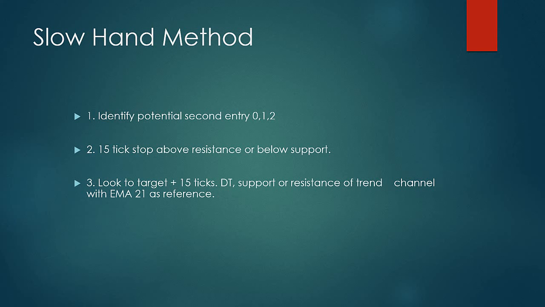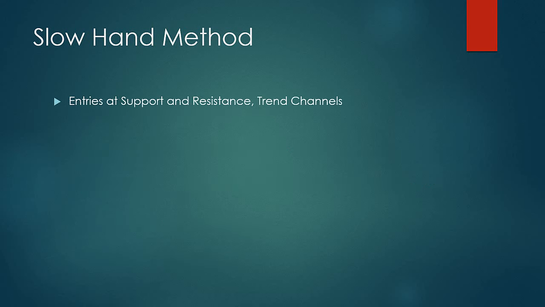I look for double top, support, resistance of the trend channel with the EMA 21 as a reference, as I already mentioned. Stop limit or limit order on the signal bar, and I will describe that as we go a little bit more. The entry is on the close of the signal bar. It will either be a stop limit or a limit order on that signal bar. This will be clear as we go forward.